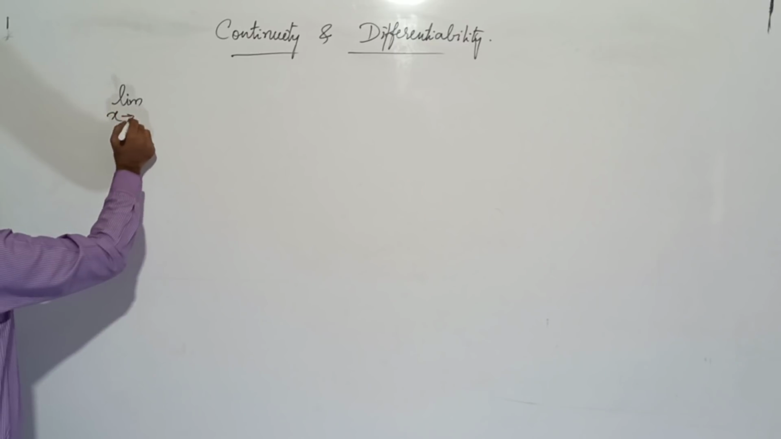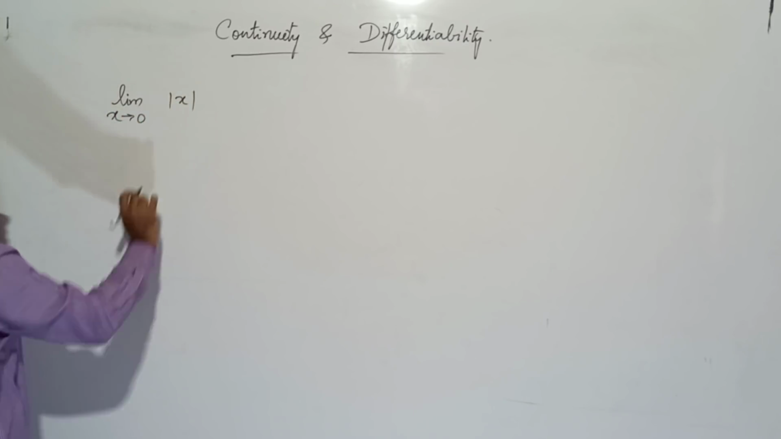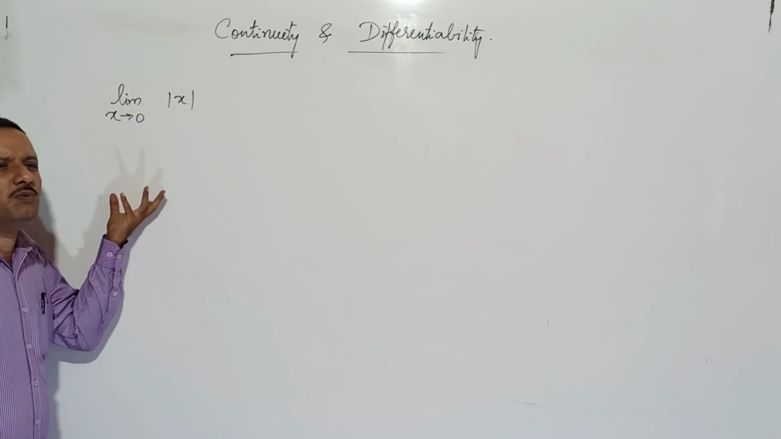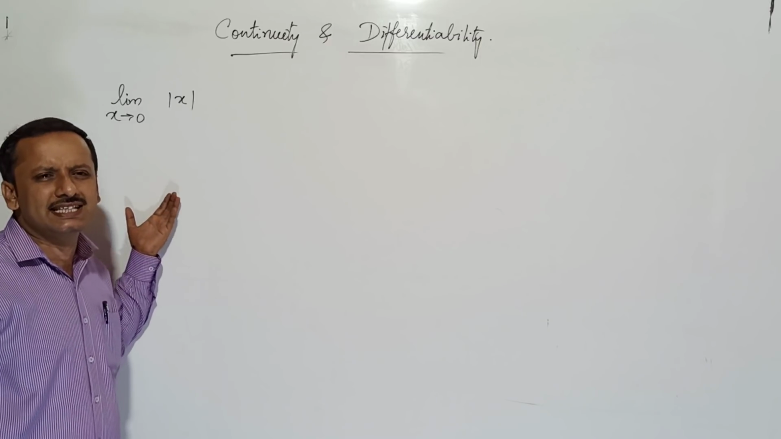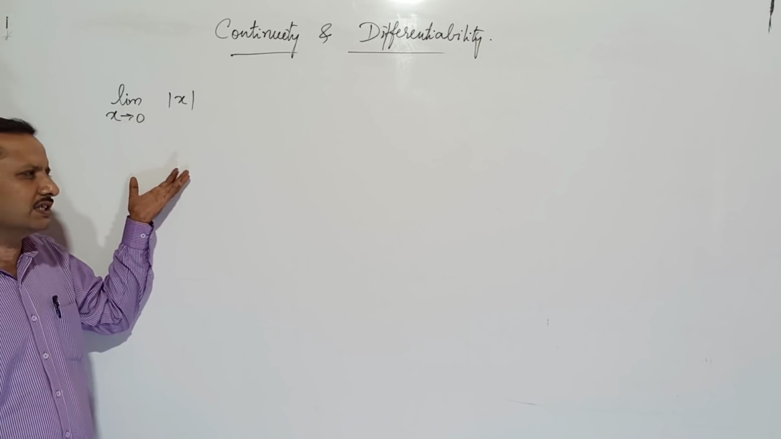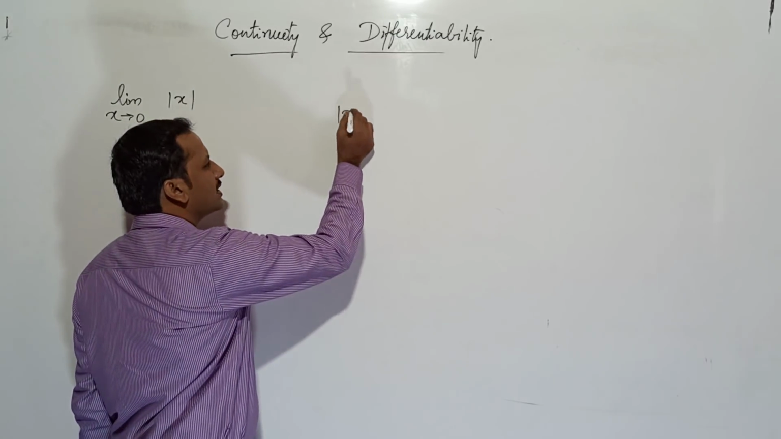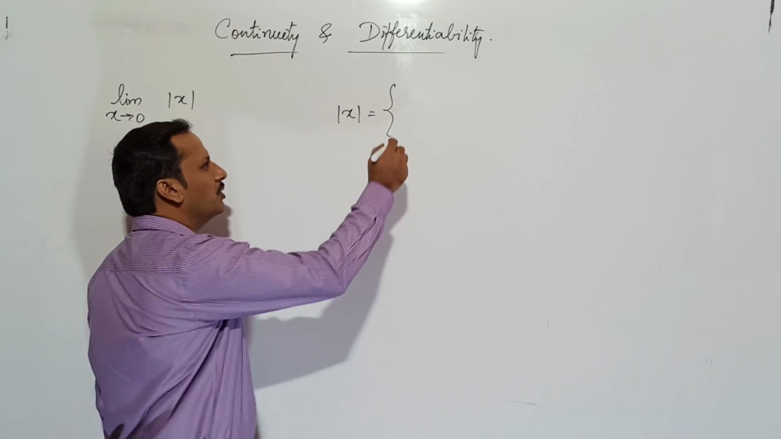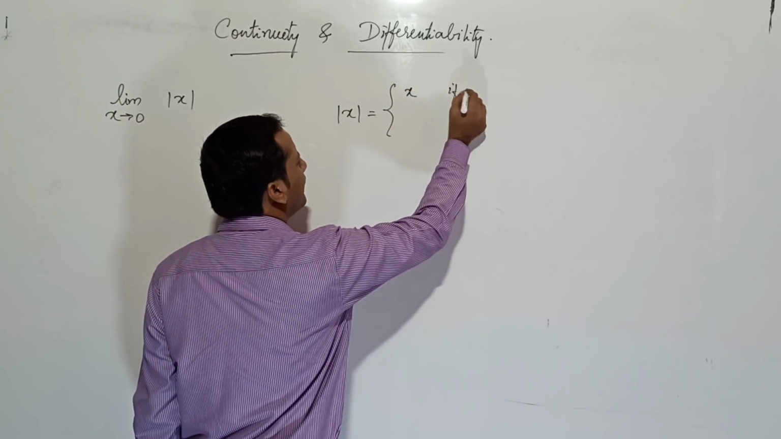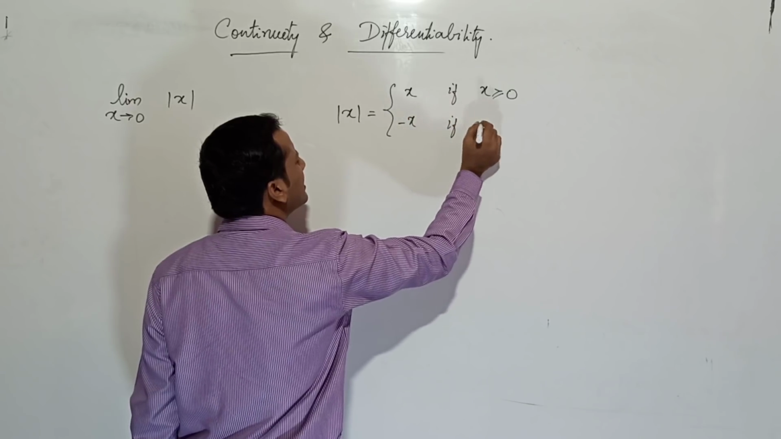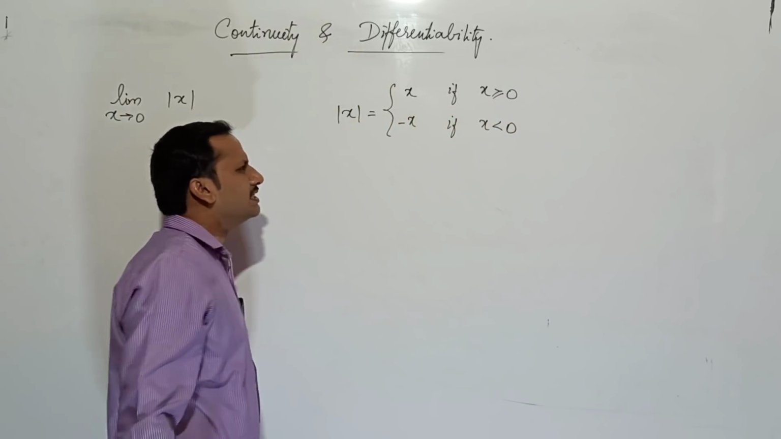Limit x tends to 0 of mod x, modulus of x. This is a well-known function. I want to check what happens to mod x as x approaches 0, whether this limit exists or not. That we shall test. So mod x, according to definition, is equal to x if x is greater than or equal to 0 and minus x if x is less than 0.